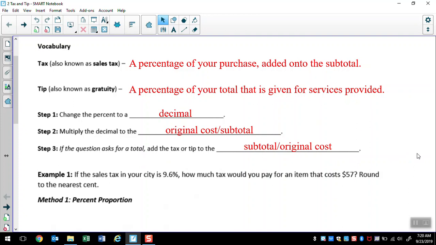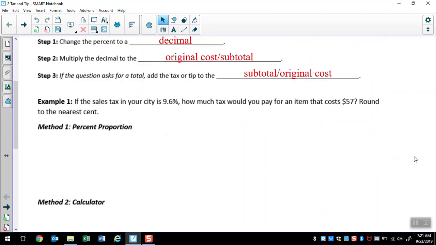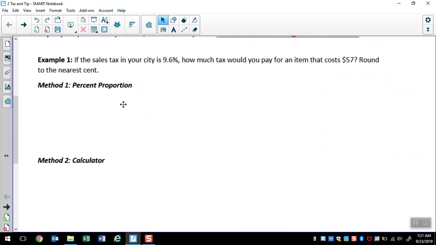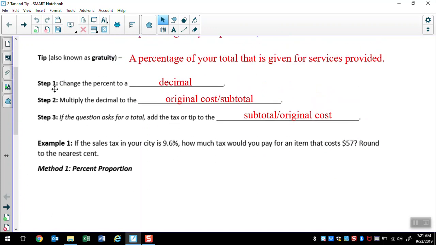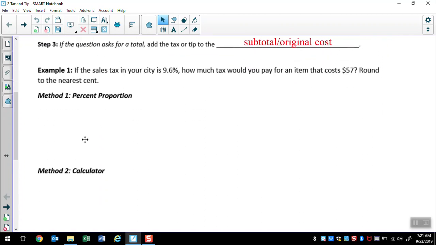All right, so let's put that to use. We have a couple different methods. Method 2 is going to be more like these 3 steps up here. But last class we also learned about percent proportions. So we're going to do a little bit of practice using that, and we'll do a little bit of practice using those 3 steps. That way, whichever method you prefer is the method that you can use.